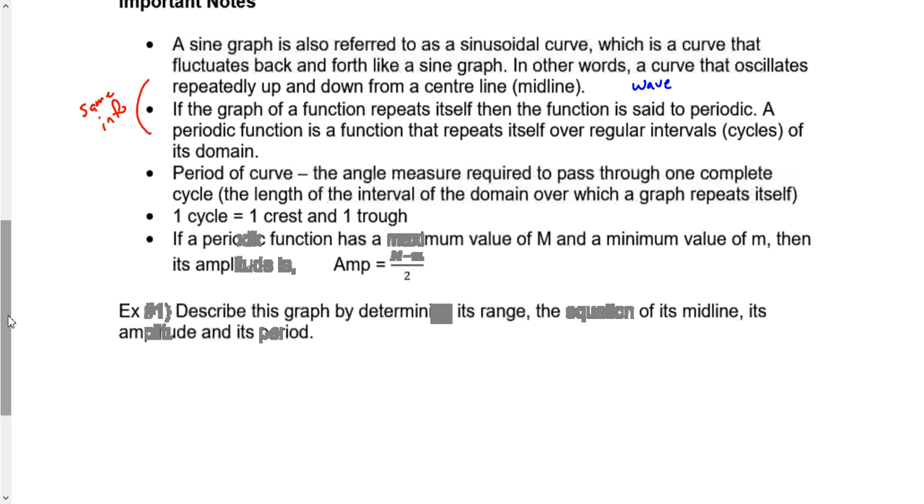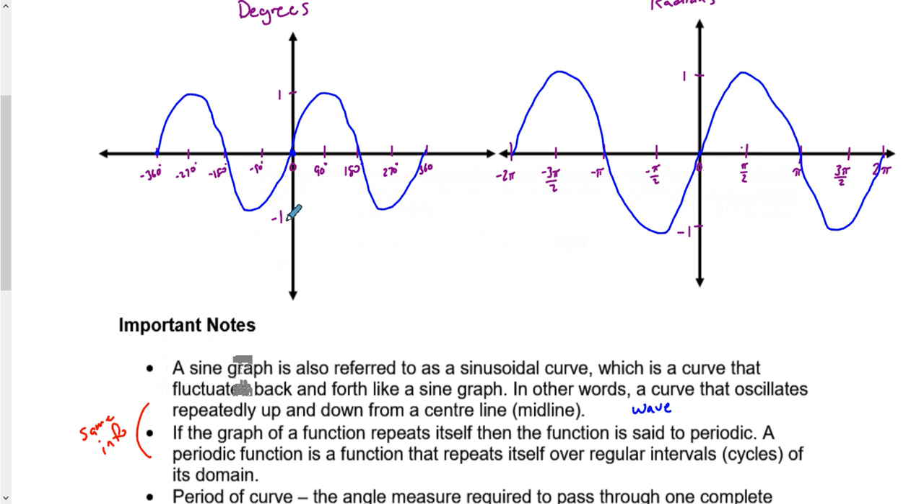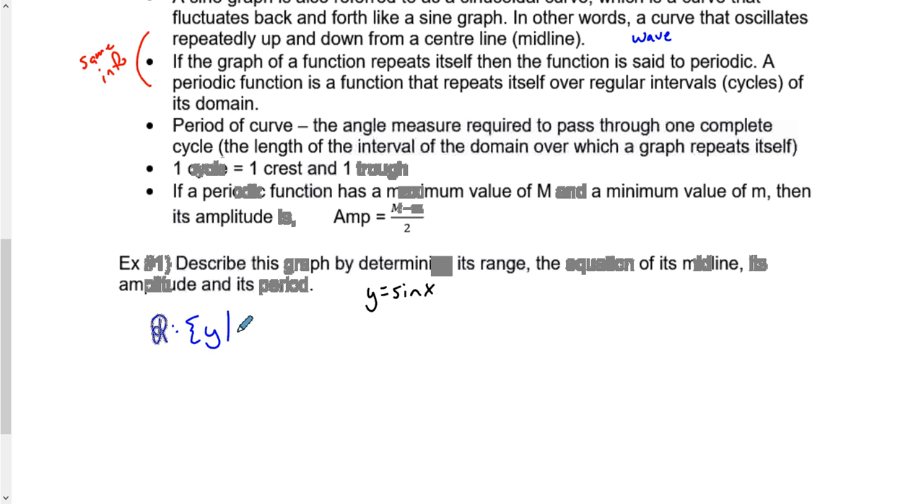Now we're going to describe this sine graph. So if we describe the graph of y equals sine x, or y equals sine theta, its range talks about our y's. And if we look at it, our lowest value that it hits is -1. Its highest value that it hits is +1. So our range is -1 is less than or equal to y, which is less than or equal to 1, y being an element of the real numbers. So that's its standard range.